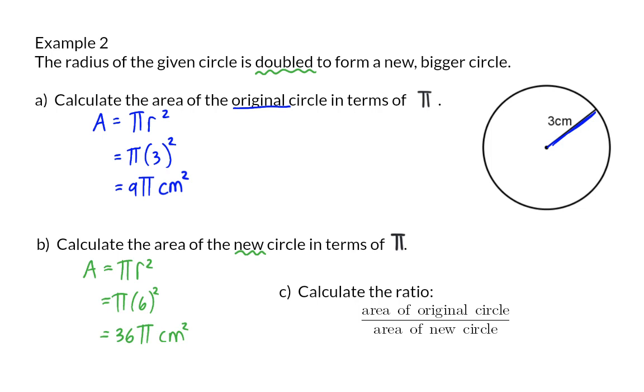Question C. Calculate the ratio of the area of the original circle over that of the new circle. We've just calculated that the area of the original circle is 9 pi and that of the new circle is 36 pi. Pi divided by pi is 1, so we can simplify this to a ratio of 1 over 4. This means that the area of the new bigger circle will be 4 times that of the original circle.